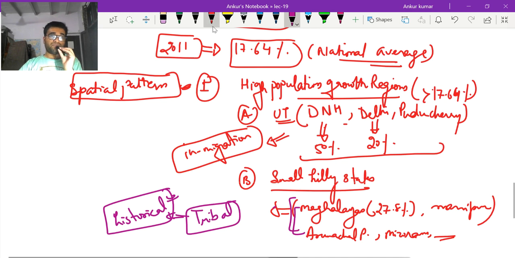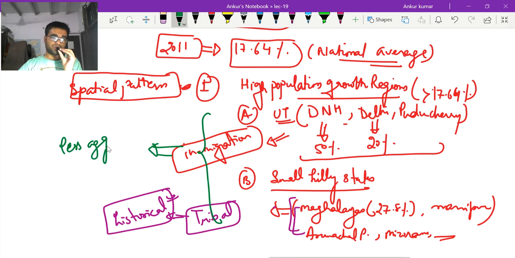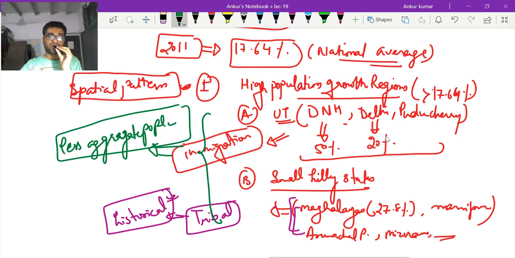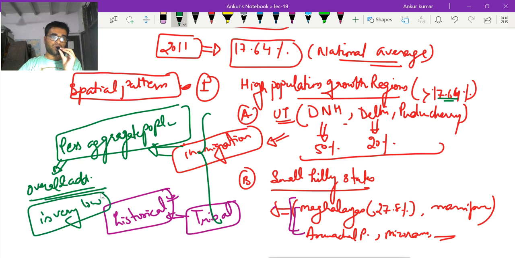This was the second. Although we will study C and D as well, if you see A and B, these states have less aggregate population. So even if the decadal population growth in these regions is very high, more than 17.64%, because of less aggregate population, the overall addition to population by these regions is very low.